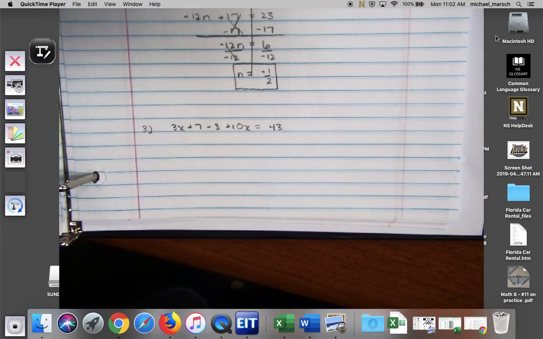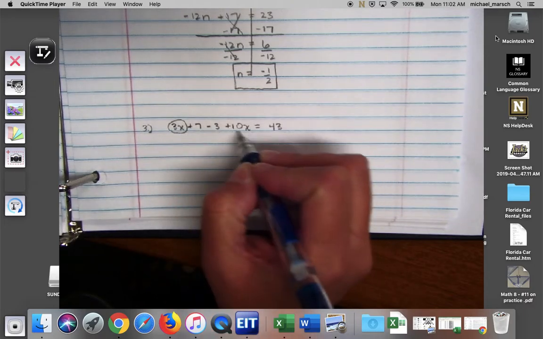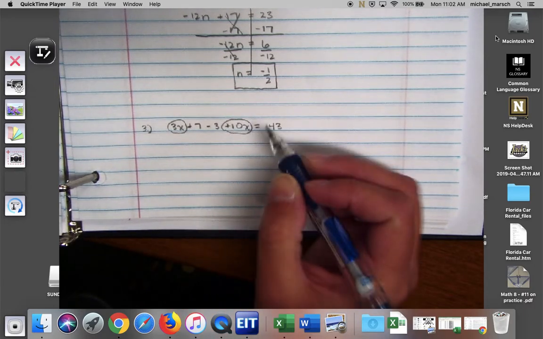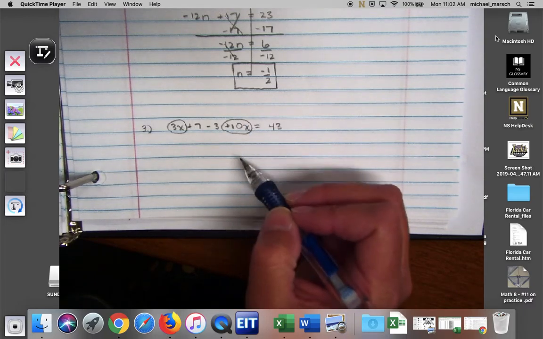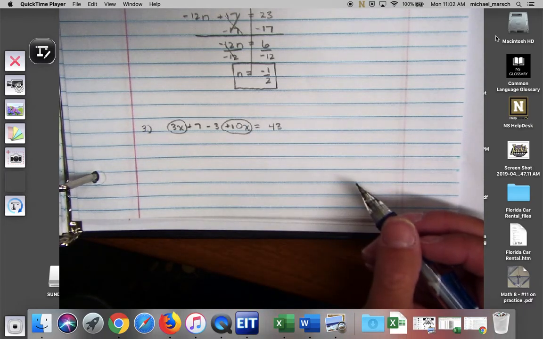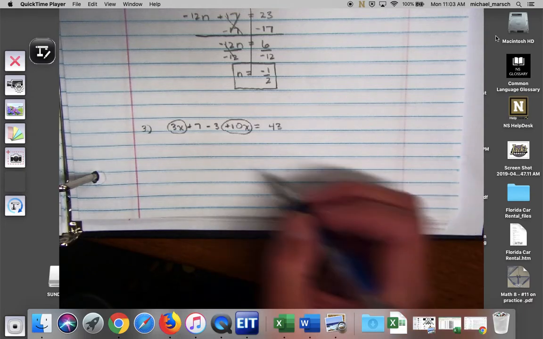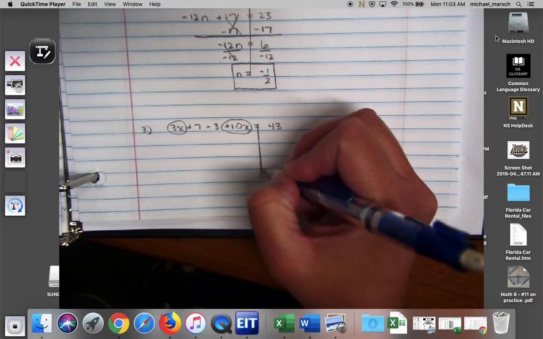All right, I've got a couple pairs of like terms here. Who can tell me one set of like terms? Kyson? 3x and 10x. All right, so I'm going to circle those, 3x, and I'm going to circle the plus 10x, because the symbol in front tells you how you're going to combine them. So how many x's do I have now? 13x.